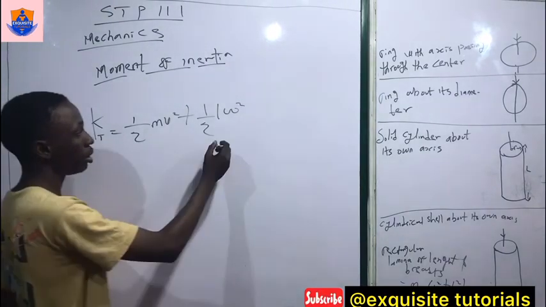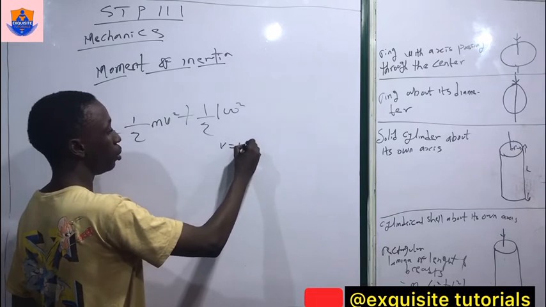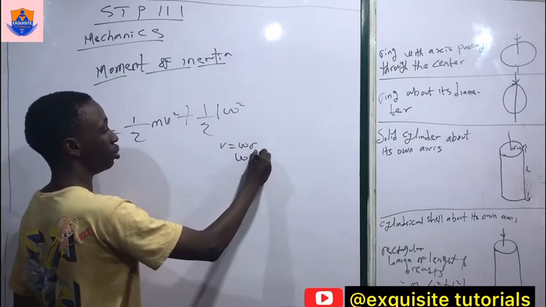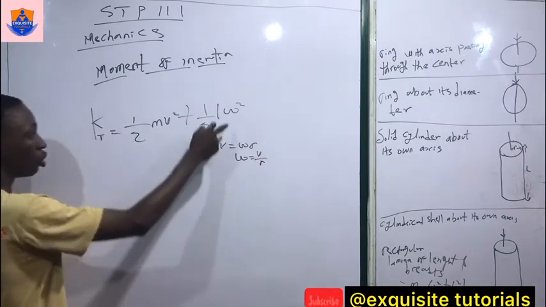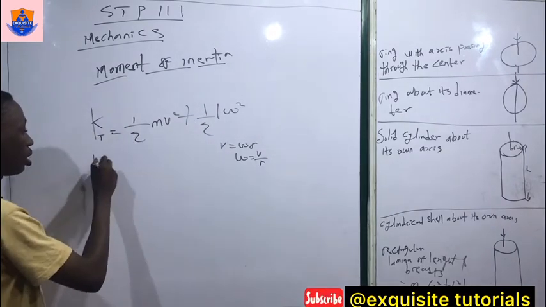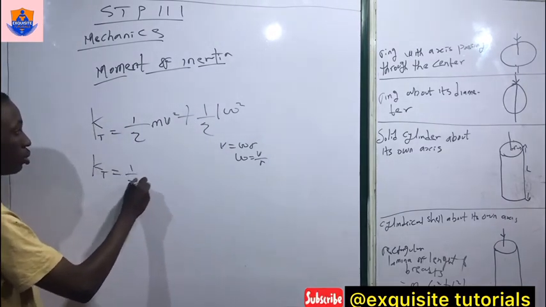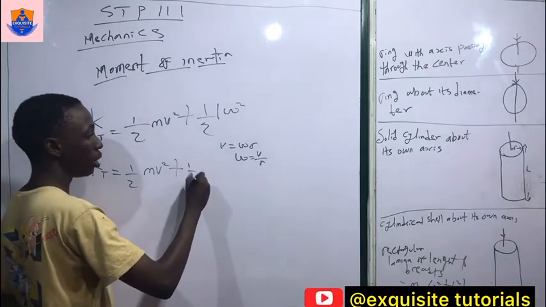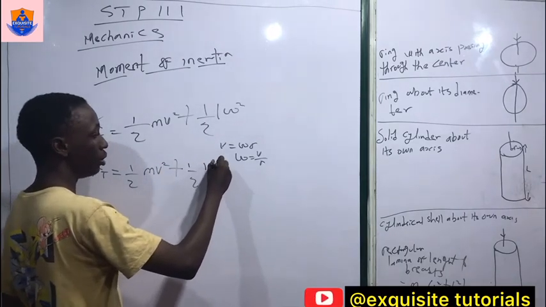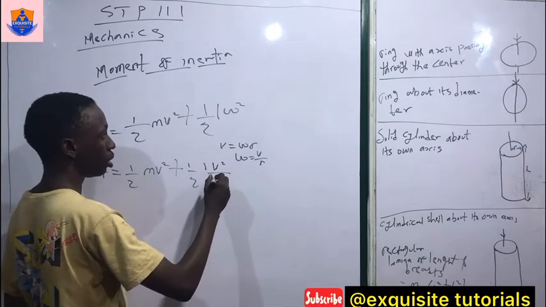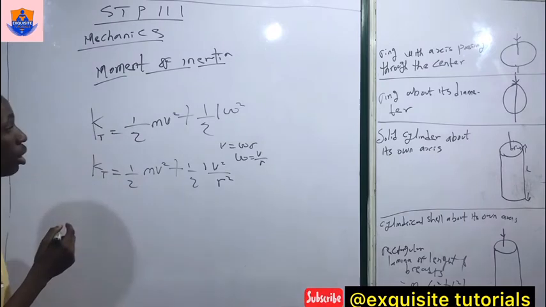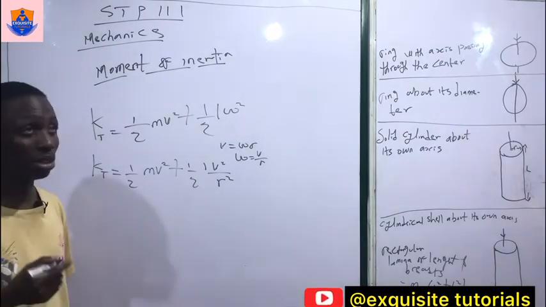Now remember that v is equal to w r and w is equal to v over r. So we can substitute this, and we can say Kt is equal to 1 over 2 mv square plus 1 over 2 I v square over r square. Now what is the formula for the moment of inertia? It depends on the body.